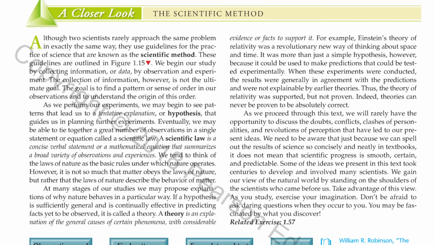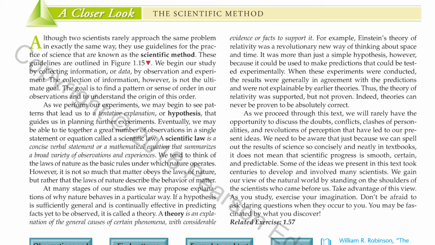Section 1.3, Topic 3, The Scientific Method. Although two scientists rarely approach the same problem in exactly the same way, they use guidelines for the practice of science that are known as the scientific method. These guidelines are outlined in Figure 1.15.